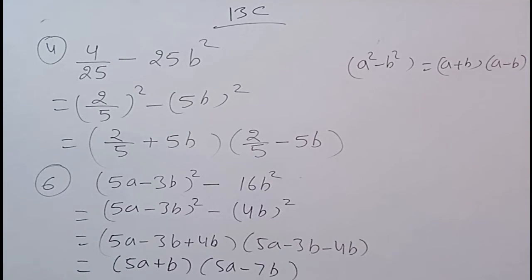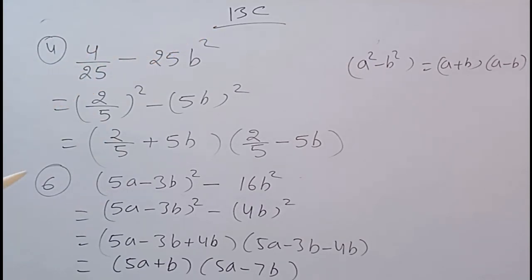4 upon 25 minus 25b². So first make it as a² minus b². So (2 upon 5) whole squared minus (5b) whole squared. We can write (2 upon 5 plus 5b)(2 upon 5 minus 5b), using the formula a² minus b² equals (a plus b)(a minus b). Now we are taking question number 6.